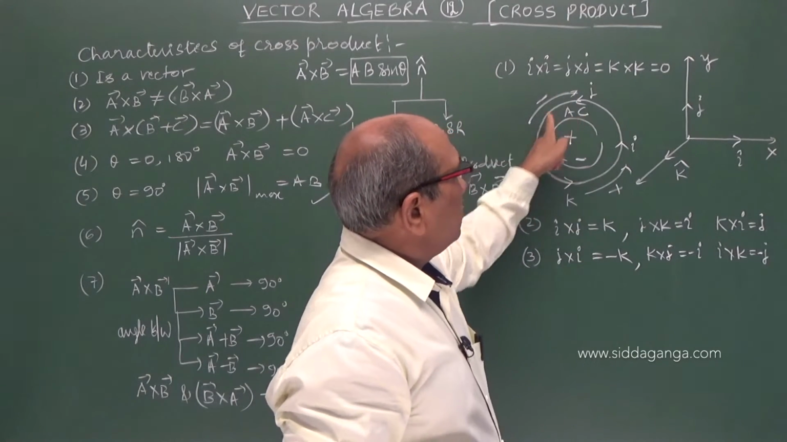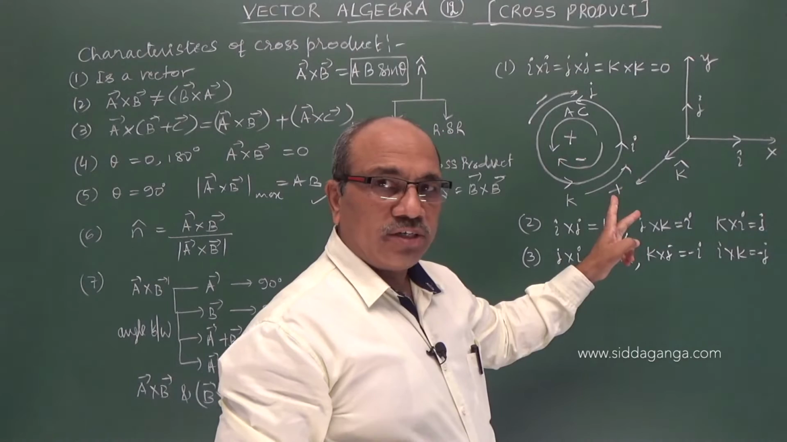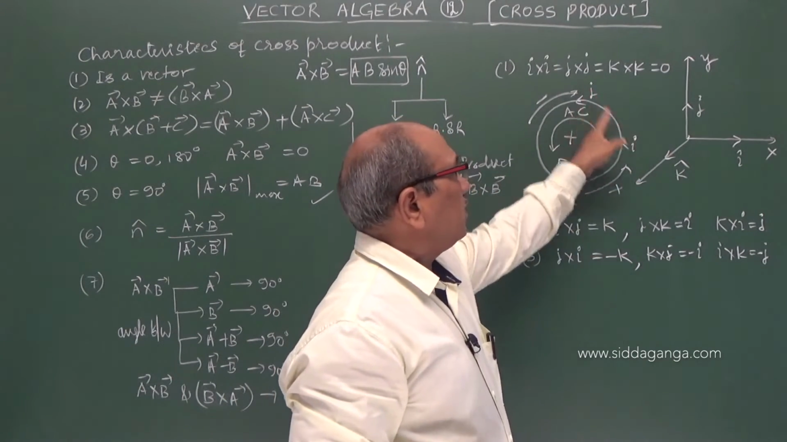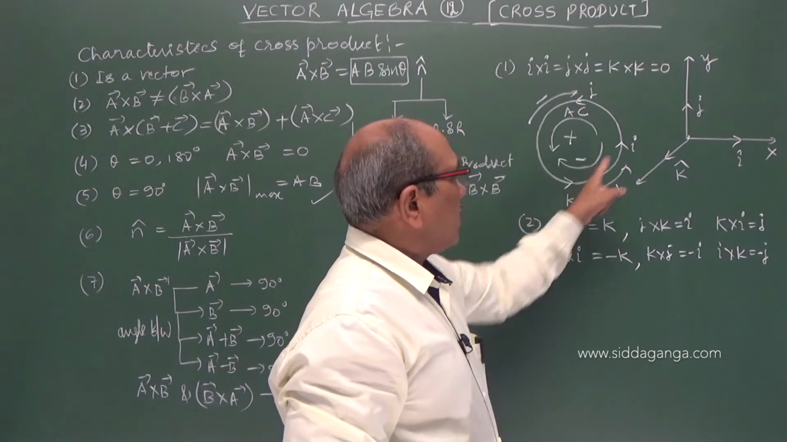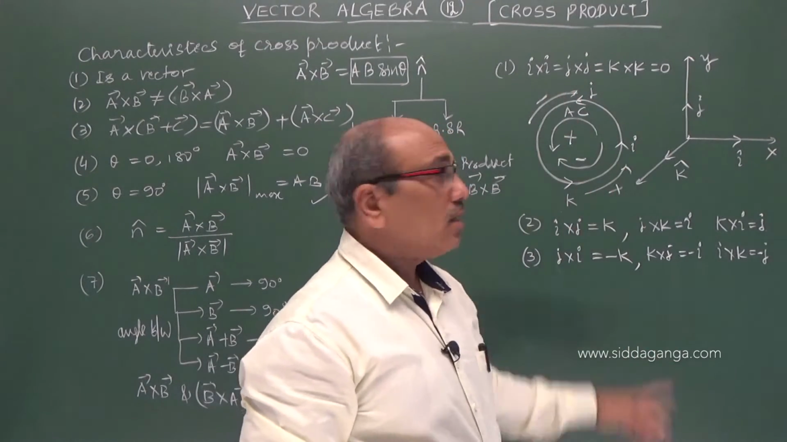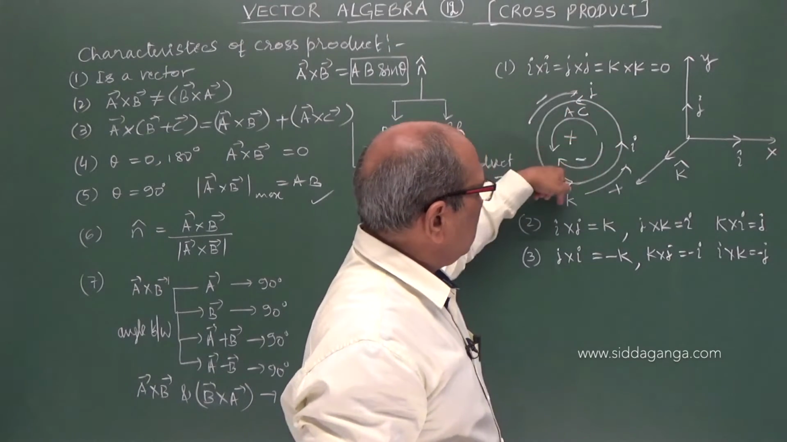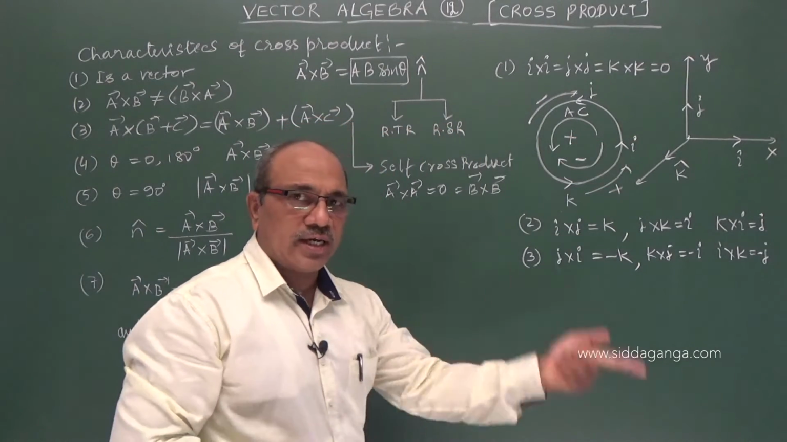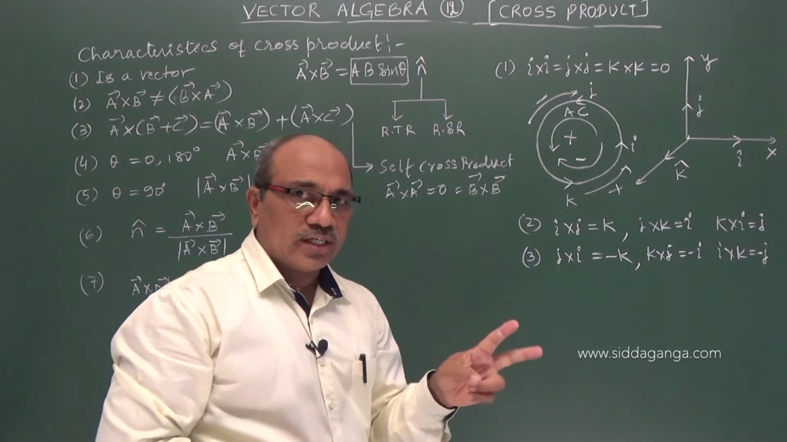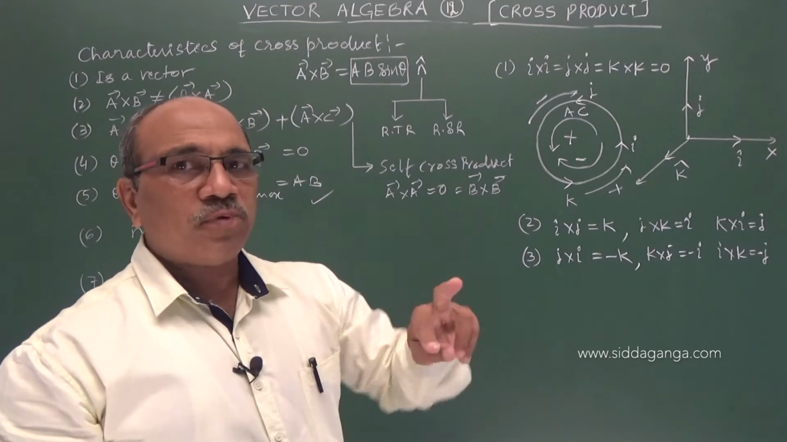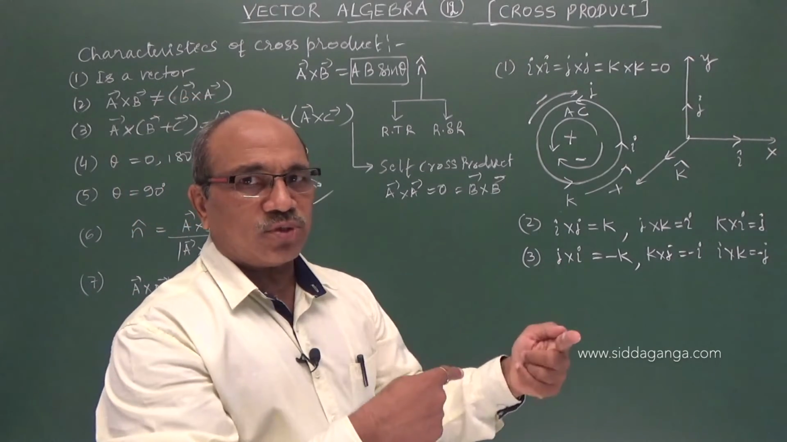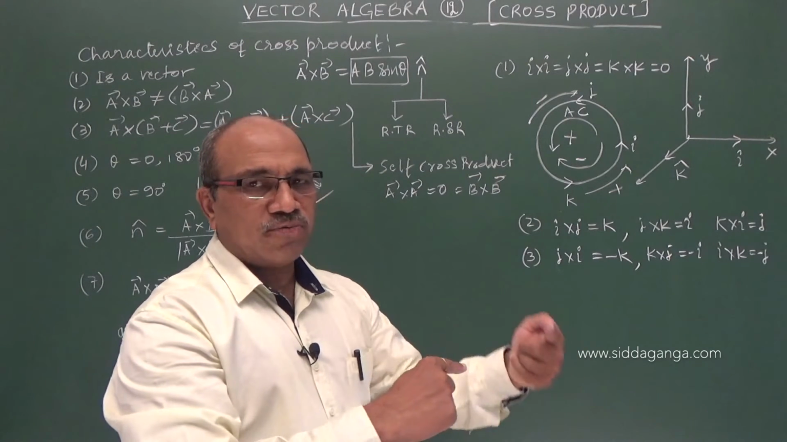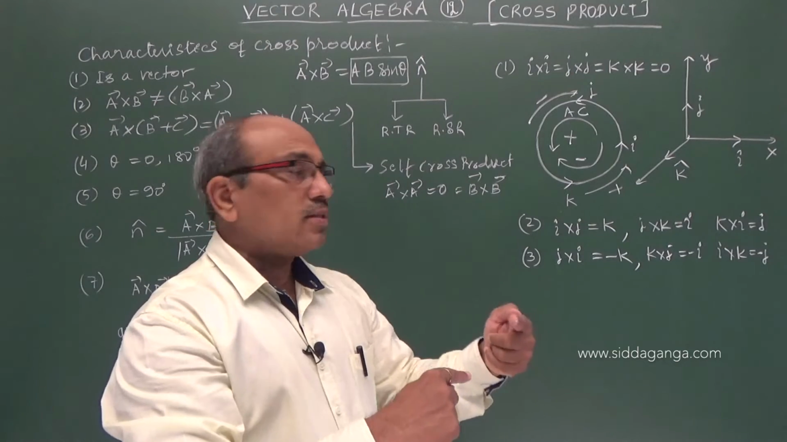Moving anti-clockwise, any two unit vectors you take, the third one appears. K cross I gives J. I, J, K; J, K, I: anti-clockwise, plus. If you are coming clockwise, J, I, K; I, K, J; K, J, I: clockwise mode, take the negative value. Whichever two vectors you take, the third one comes. Whether positive or negative, you decide by the direction of motion. If you are moving anti-clockwise, you put positive. If you are moving clockwise from the first to the second vector, then minus.